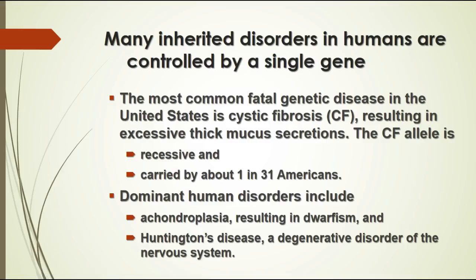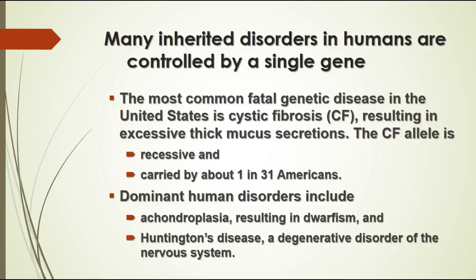There are several fatal genetic diseases that are present in the population. The most common one in the United States is called cystic fibrosis. Cystic fibrosis is basically a breathing difficulty. It has to do with thick mucus secretions. This is a recessive allele, and it's carried by about 1 in every 31 individuals.